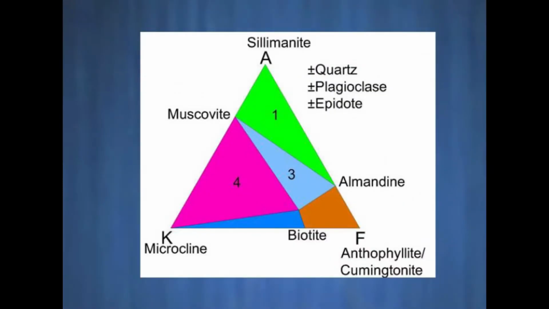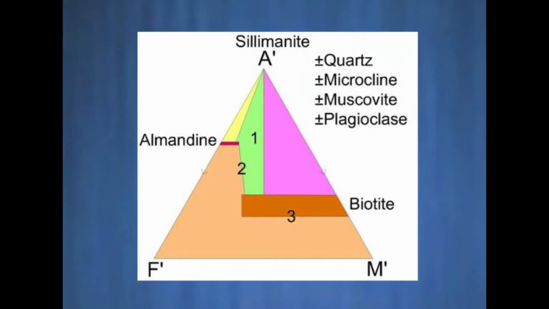The assemblage 1 is sillimanite-almandine plus minus muscovite plus minus microcline plus minus plagioclase plus minus quartz, also known as sillimanite-almandine gneiss. Second is sillimanite plus minus almandine plus minus biotite plus minus muscovite plus minus microcline plus minus plagioclase plus minus quartz, also known as sillimanite-almandine biotite gneiss.